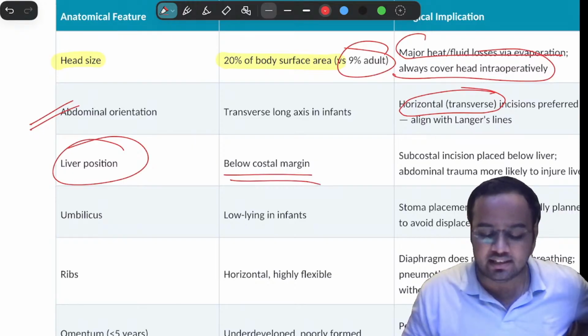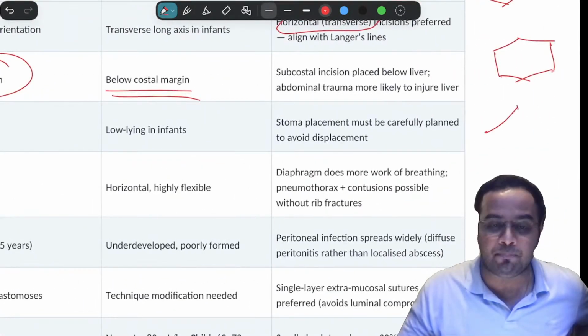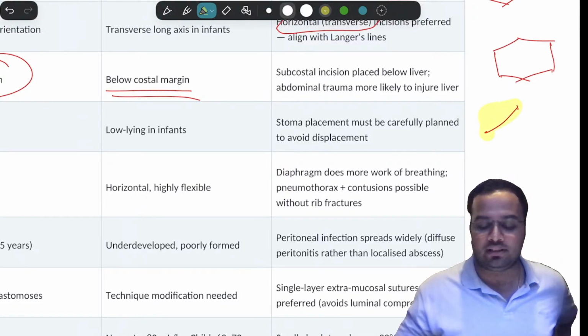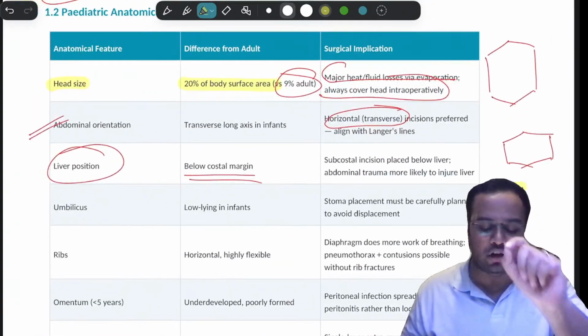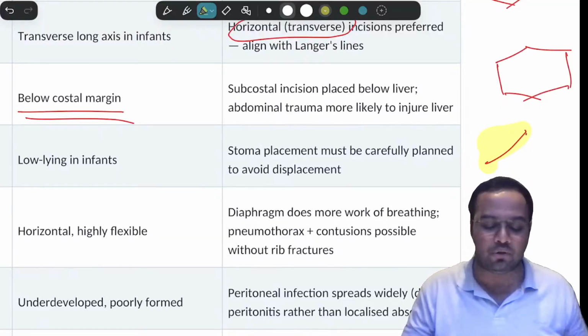The liver position is always going to be below the costal margin. Whenever we see the rib cage, a normal adult liver is usually situated inside the costal margin, and the liver is not usually palpable. But in a child, the liver is always palpable because the liver extends beyond the costal margin. The liver has grown out of the costal margin.